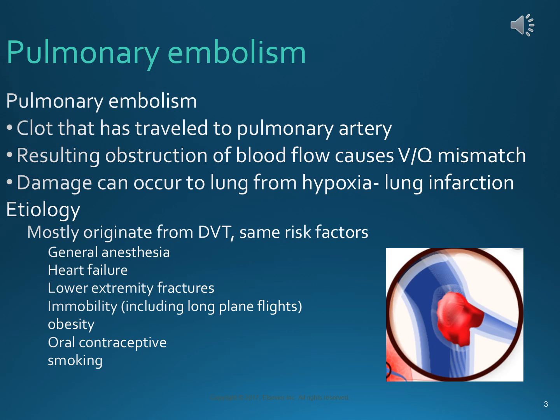You can also get them during general anesthesia, heart failure. Sometimes in lower extremity fractures, you will get a fat embolus, and that can lodge in the pulmonary vasculature. Immobility, including long plane flights, you can get a DVT, and then that can break off. Obesity, oral contraceptives are notorious for causing DVTs in some people, and then also smoking predisposes you to DVTs and then also to a pulmonary embolus.